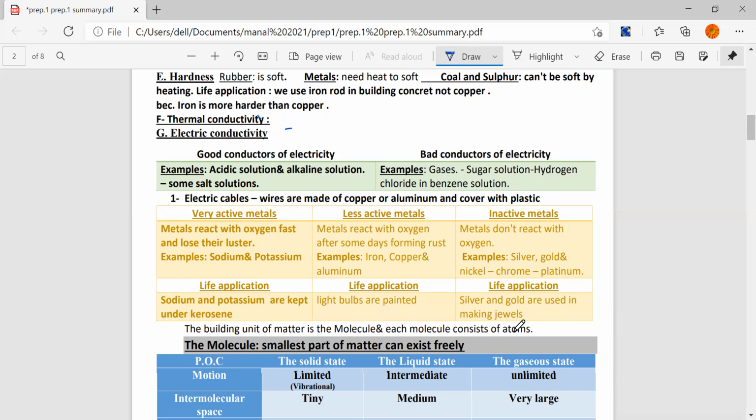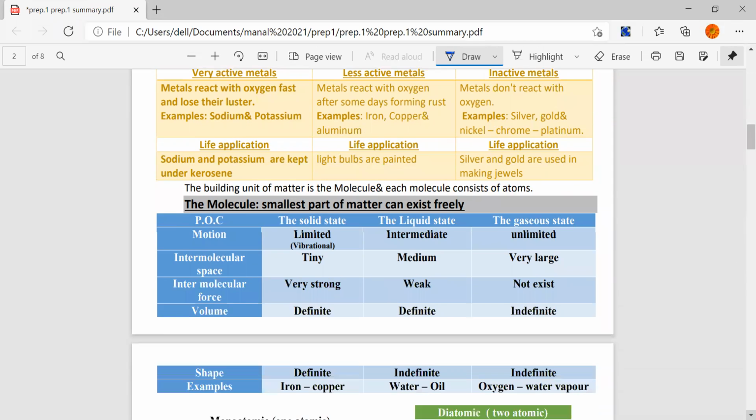What is the meaning of molecules? Remember together, molecules are the smallest part of matter that can exist freely and carry the properties of matter. We can compare the three states of matter, solid, liquid, and gas, from their molecules properties. We have three properties of molecules: motion, intermolecular force, and intermolecular space.